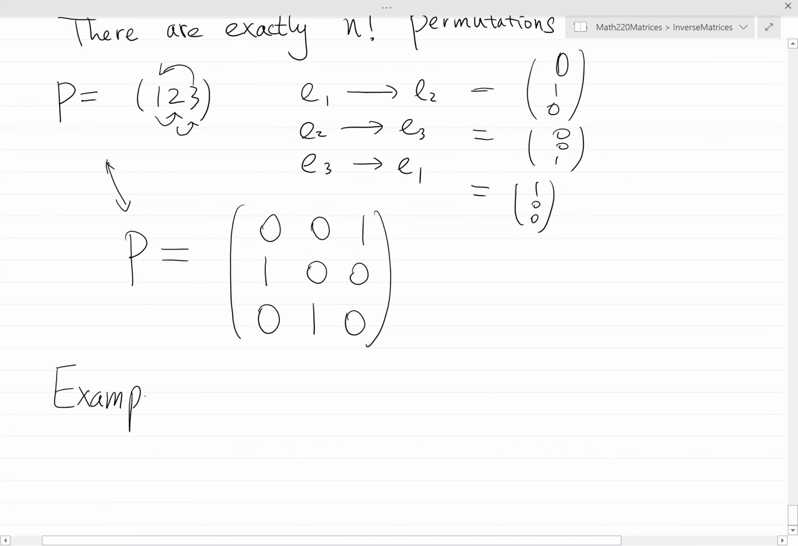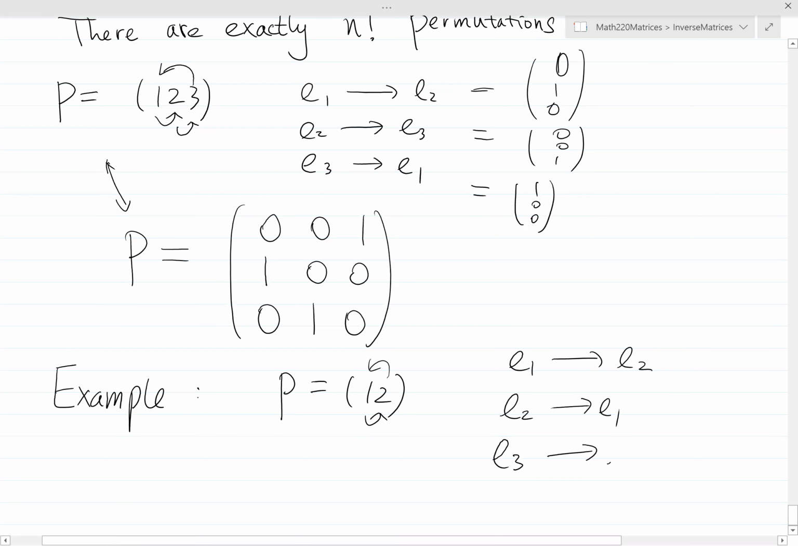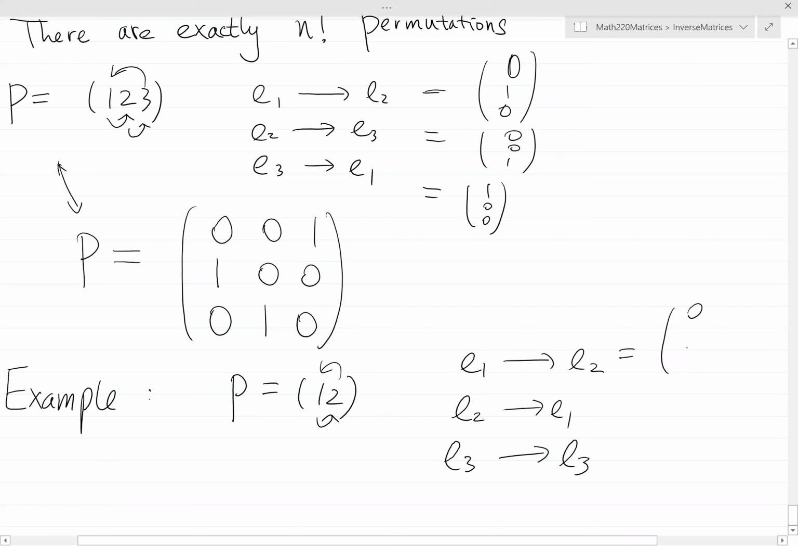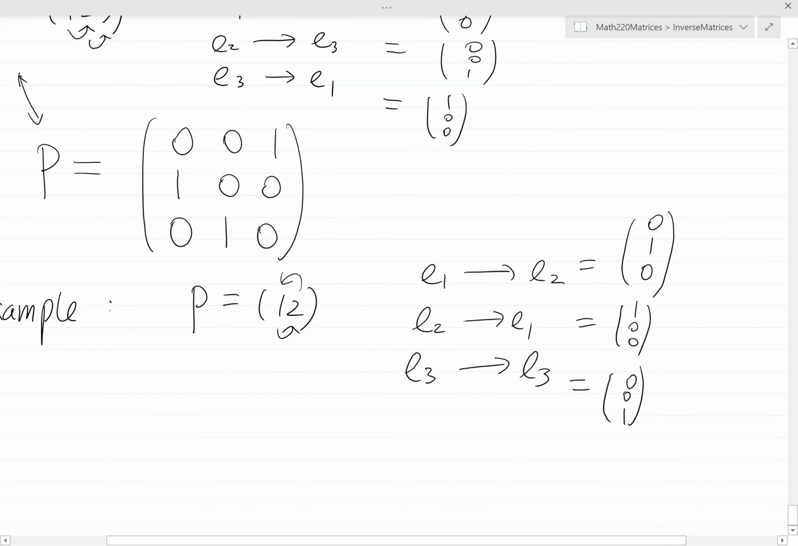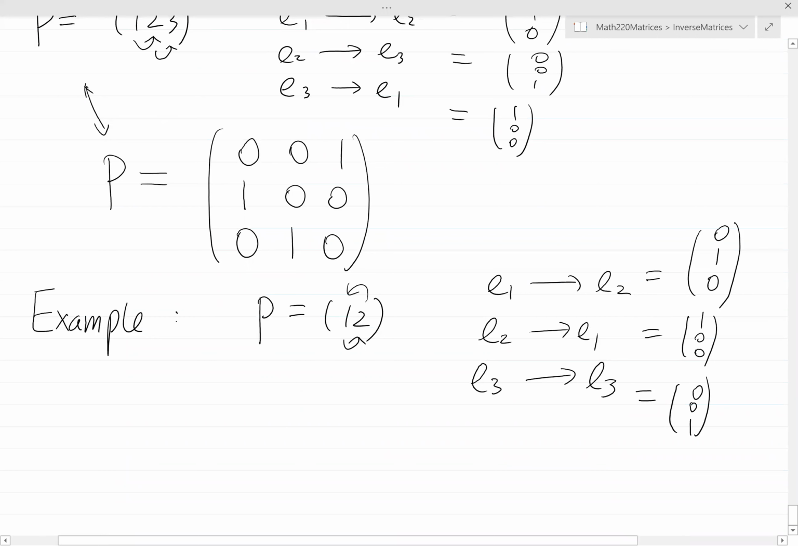P is this transpose, P is 1, 2. This means 1 goes to 2, then 2 goes to 1, okay? This means E1 goes to E2, E2 goes to E1. Now E3 is fixed, E3 goes to E3, okay? So E2 will be 0, 1, 0, E1 will be 1, 0, 0, E3 is 0, 0, 1. So you write down each column according to the image of E1, E2, E3.